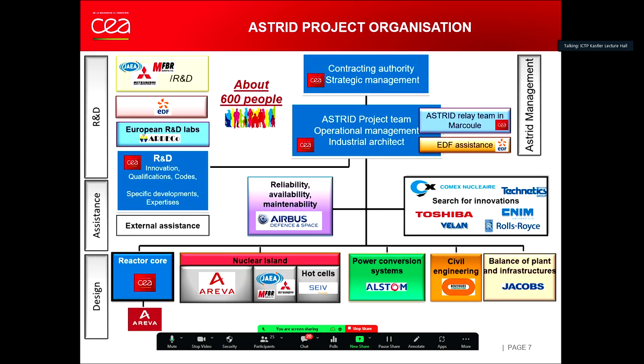Here you have all the structure of the Astrid project. We were at the maximum 600 and more than 1,600 people working on that. Of course, there was a CA in the center, contracting authority, strategic management, Astrid project team, with the support of EDF. But also, you can notice here, we have GAEA, which was an important partner of the project, GAEA with Mitsubishi and MFBR, and of course, the R&D to support the development, and some engineering activities also.